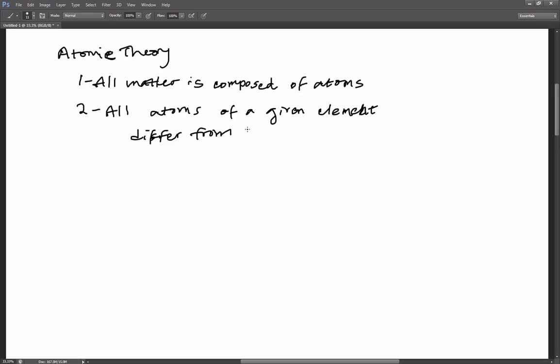We're saying essentially what it is that makes this element silver and this element gold has to do with some fundamental difference between the smallest particles of those elements. So the atoms of silver would have to be different from the atoms of gold. So number three here, we find that compounds are combinations of atoms.